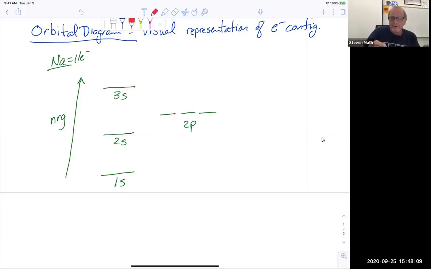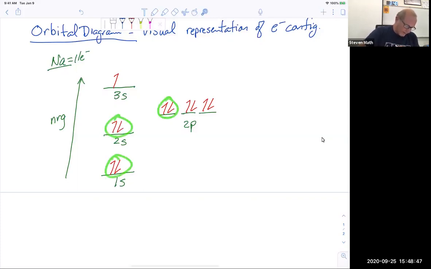And now I can put electrons, and I'm going to represent electrons with a half arrow, because electrons have a half value. Those electrons can be arrow up or arrow down. That would be the same as saying 1s2, then 2s2, 2p6, and we have one more, 3s1. Now, if I count these, I should have 2, 4, 6, 8, 10, 11. That's my orbital diagram for sodium.